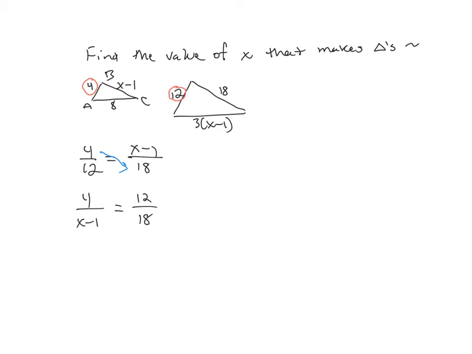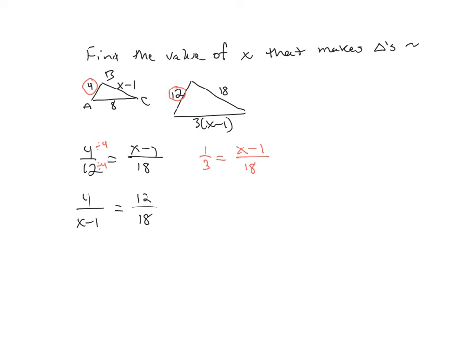So I kind of like the top one better, to be honest, because when I reduce it, 4 over 12, I can divide by 4, and I get 1/3. And just the numbers look a lot nicer.